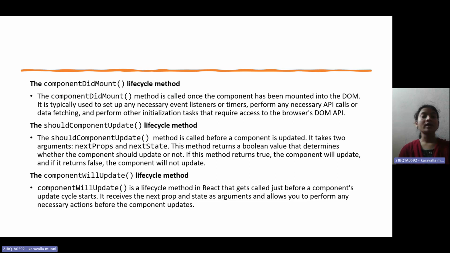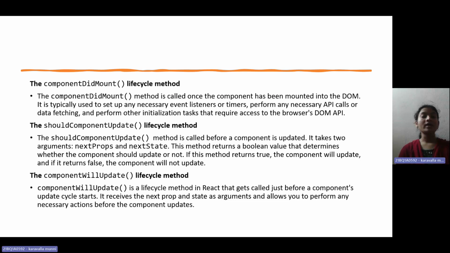The componentWillUpdate lifecycle method in React gets called just before a component update cycle starts. It receives the next props and state as arguments and allows you to perform any necessary actions before the component updates.